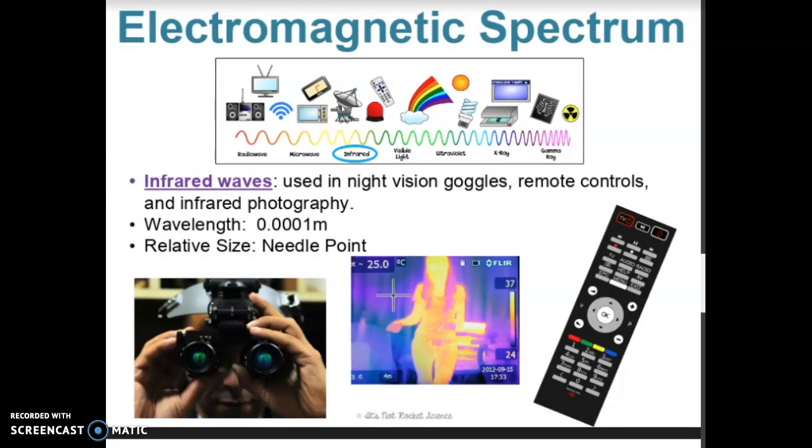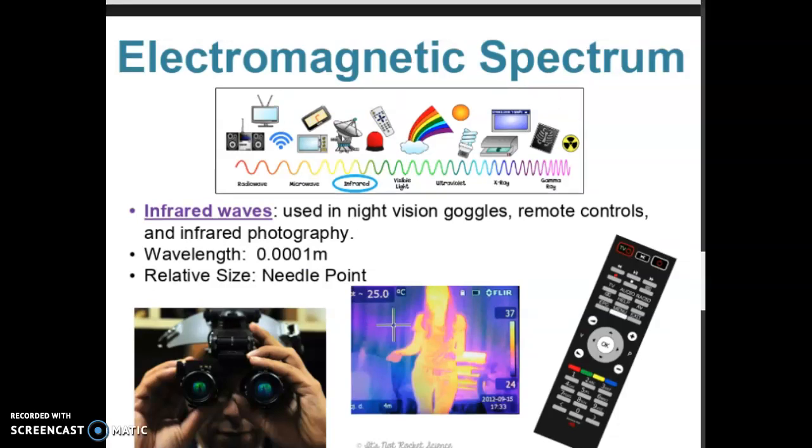The next one is infrared waves. So infrared waves are used for night goggle vision, remote controls, infrared photography. You can see a picture of all of those things at the bottom. They are 0.0001 meters, so they're very tiny. They're about the size of a needle point, which would be not the head of the needle, but the sharp pointy end of the needle. That's very tiny. So they're much smaller wavelengths than microwaves and radio waves.